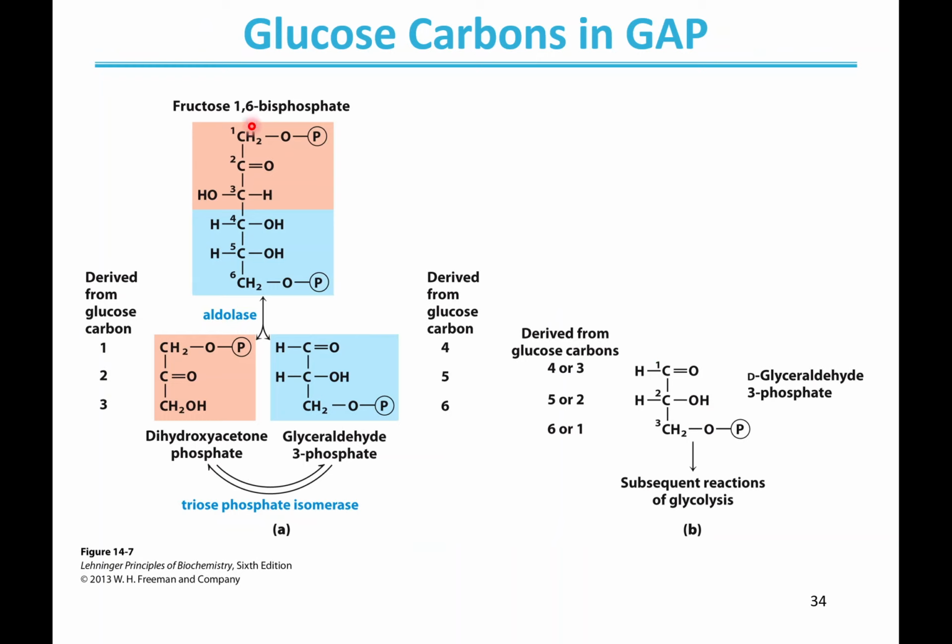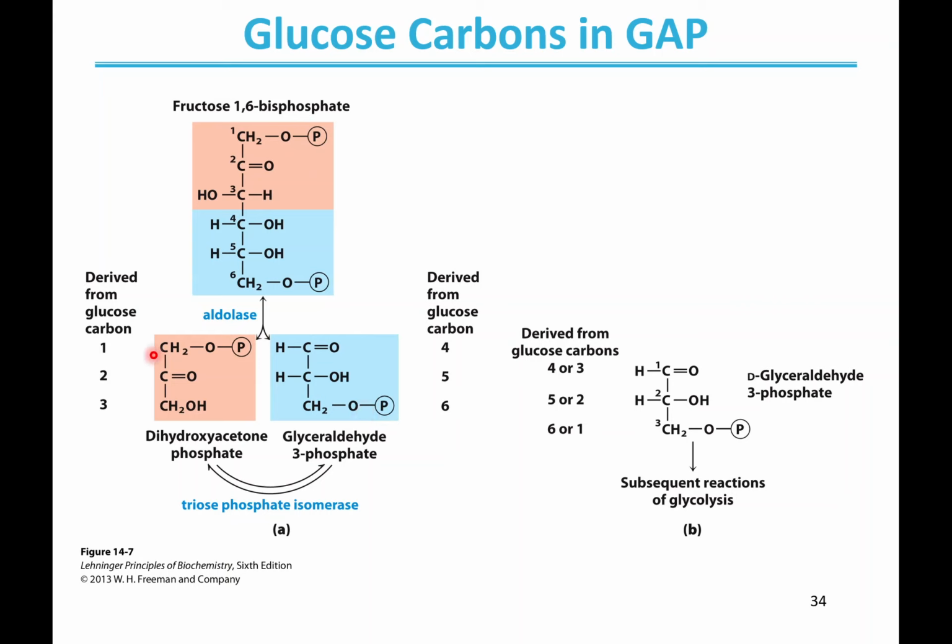Right, so this is another figure that I think is actually pretty good at summarizing the preparatory phase of glycolysis in terms of where each carbon ends up. This is the fructose 1,6-bisphosphate, with carbons 1 through 6 as they would be numbered in glucose. After aldolase, carbons 1, 2, 3 are on the DHAP, and carbons 4, 5, 6 are on glycerol aldehyde 3-phosphate. But then this DHAP is going to be converted into a GAP. So where do those carbons go?